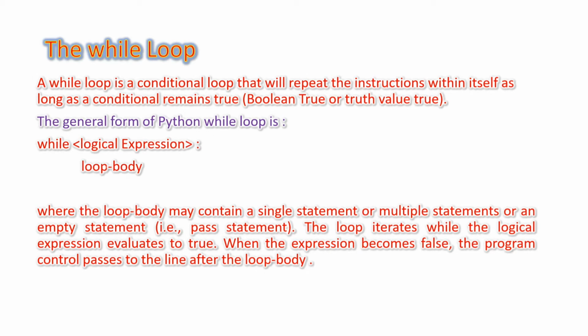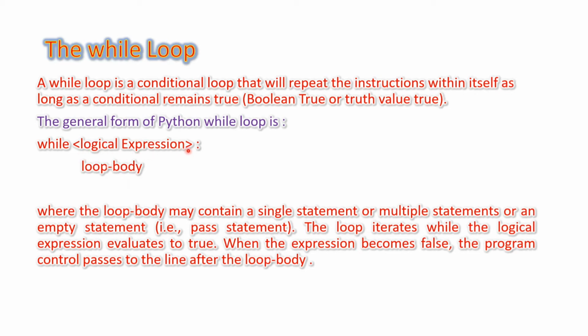Now we'll discuss while loop. A while loop is a conditional loop that will repeat the instruction within itself as long as the condition remains true. That boolean true may be of any type. So the general syntax of a while loop contains a logical expression and loop body. This loop body keeps on executing unless this condition fails.